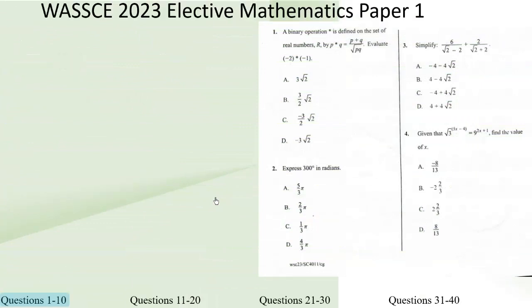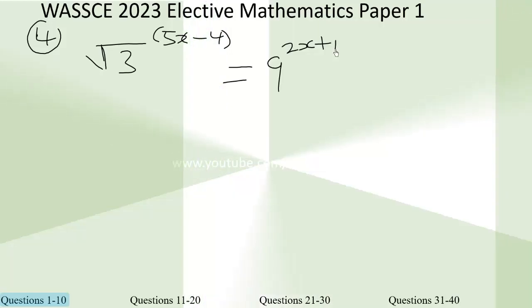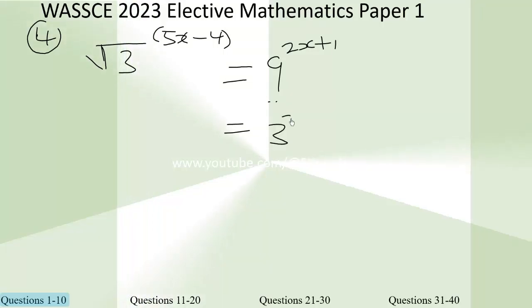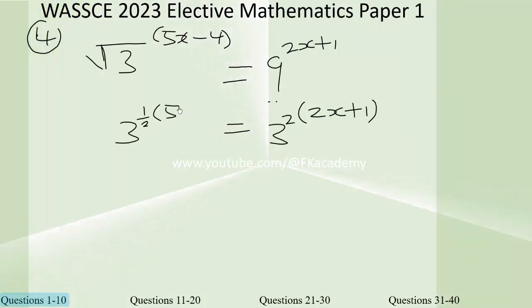So we have question number 4. Given that square root of 3 exponent 5x minus 4 is equal to 9 exponent 2x plus 1, we have to find the value of x. So we express all as a base of 3. So the 9 becomes 3 exponent 2. Already there is an exponent there, which is 2x plus 1. Then the root 3 becomes 3 exponent 1 over 2. Already there is an exponent there, 5x minus 4.